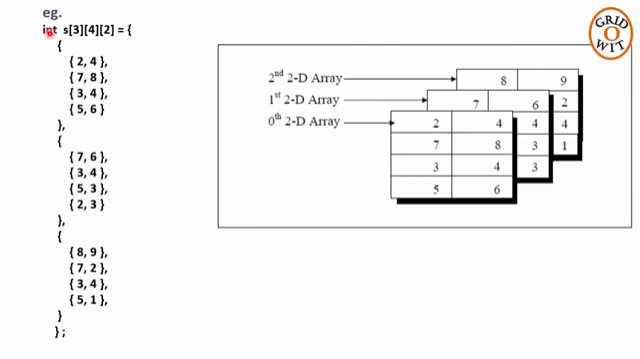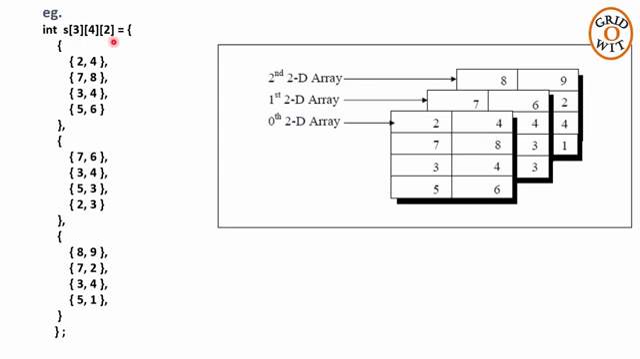For example, this is a 3-dimensional array which is initialized at the time of declaration. Actually, this is one complete statement. For better understanding, I have written it in new lines. So in this 3-dimensional array, there are 3 2D arrays, and the dimension of each 2D array is 4 rows and 2 columns. The number of elements in this 3-dimensional array is 3 into 4 into 2, which is 24 elements.